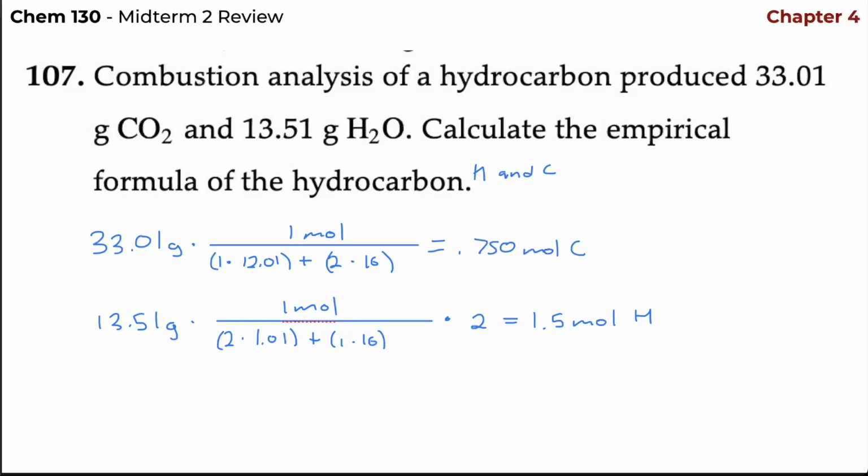Remember, for the empirical formula, we divided by the least amount, right? So 1.5 divided by 0.75. What is that going to give us? 2. So the ratio is 2, right? So the formula for the hydrocarbon is for every one carbon, there are two H's. And there is our empirical formula.